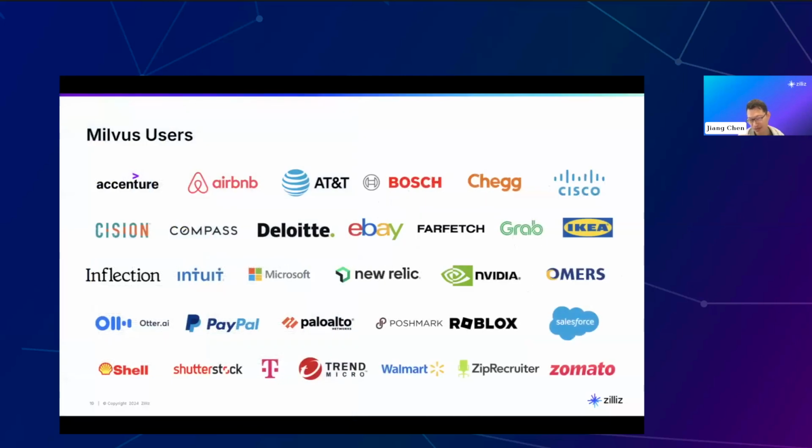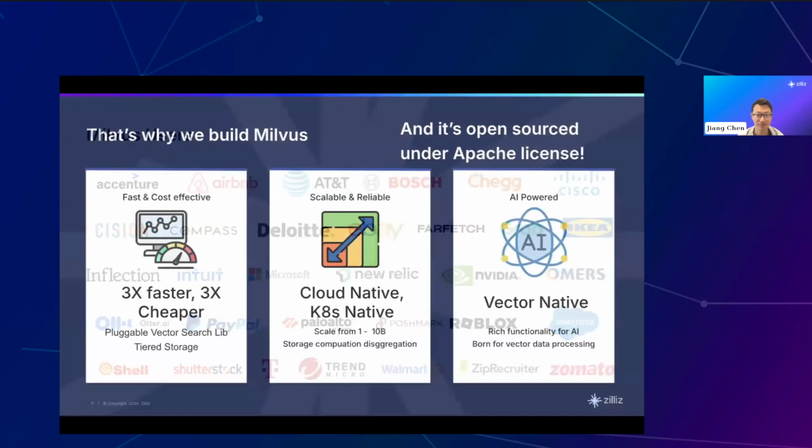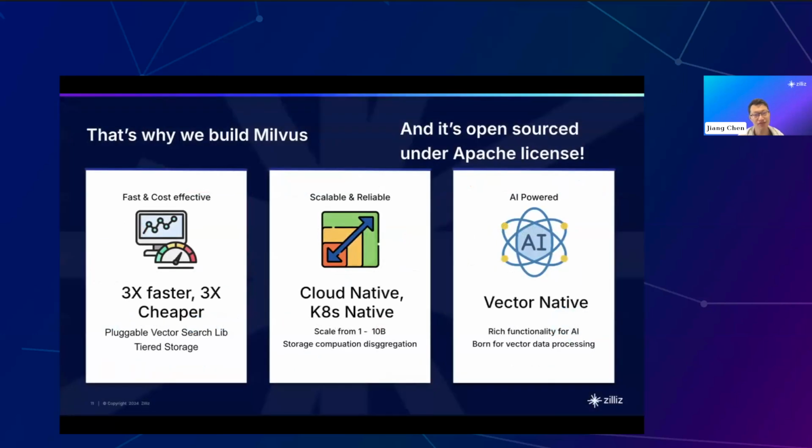Because there is growing adoption of vector search in all kinds of industries and verticals, Milvus has been used by thousands of enterprises and developers in their use cases. Here is just an example of some. Milvus is loved by developers because it was designed as a purpose-built vector database rather than just adding a plugin to a traditional database. This makes it 3 times faster and cheaper than other pluggable vector search libraries.